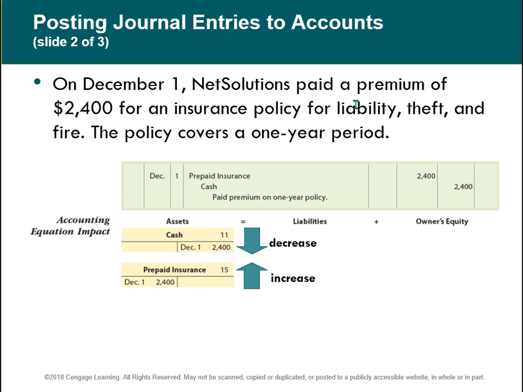All right, so here's an example. NetSolutions paid a premium of $2,400 for an insurance policy, and it covers a 1-year period. It's still an asset, it hasn't been used up yet, so they're putting it in a prepaid insurance account, that's a balance sheet account, and crediting cash. So the asset cash decreases and the asset prepaid insurance increases. This is our journal entry, and there's the T account for the two accounts that are affected.